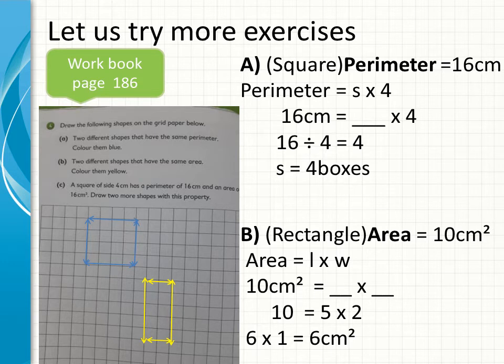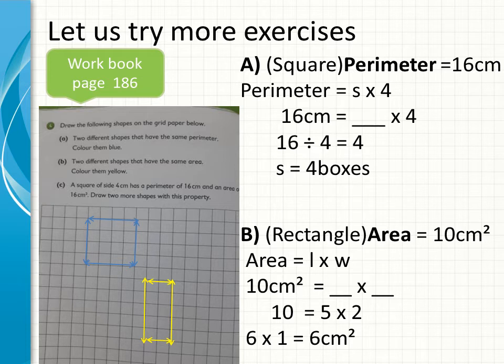Now, to find the area of a rectangle, do you remember? It is length times width. Now, we have our area as 10 square centimeter. That means we need to multiply two numbers, the length and the width, to give us 10. So, what two numbers can we multiply together to give 10? We can multiply 1 times 10. We can multiply 2 times 5. We can multiply 5 times 2. We can turn it the other way. And we can also multiply 10 times 1.